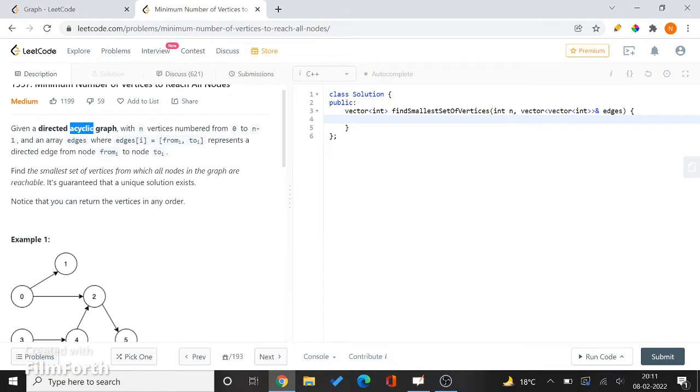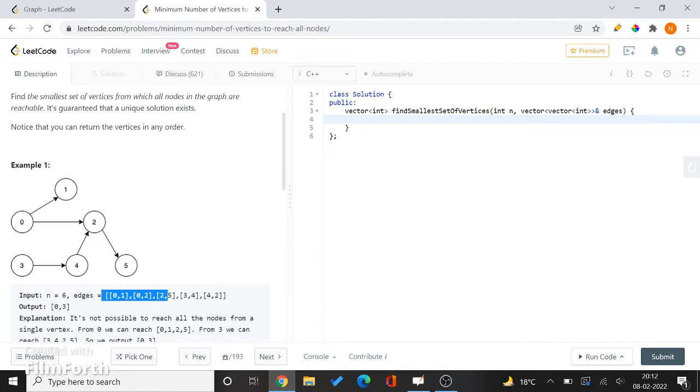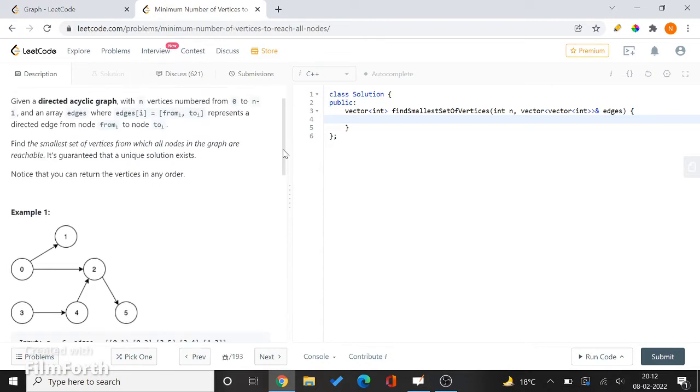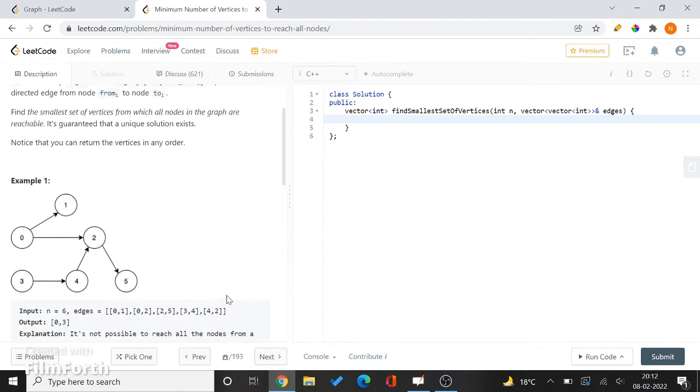So we know that there are no cycles in the graph and it has n vertices numbered from 0 to n minus 1, and we are given input in the form of an array of edges. You can see in this example that there is an array of edges in which 0 comma 1 denotes that there is an edge from 0 to 1, and similarly 0 comma 2 denotes there is an edge from 0 to 2. Like this, it's a directed graph that has been constructed by these edges.